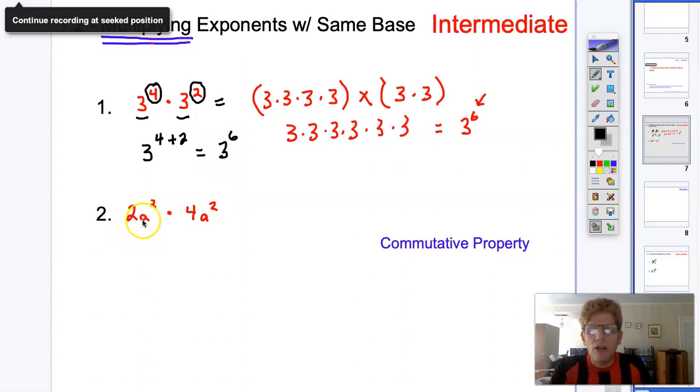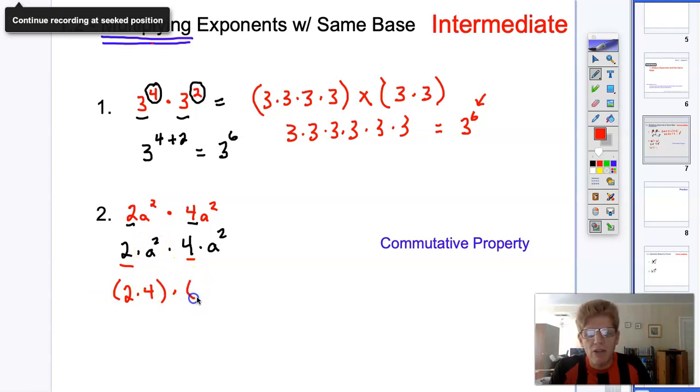So let's take a look at another one. Down here, we have some coefficients in front of our variables. Now, if I was to write this out, I could write this out as 2 times a squared times 4 times a squared. Then, because of the commutative property, I could rearrange these. It's all multiplication, and multiplication is commutative. I can take the 2 and I can take the 4, and I can multiply those together. I can associate those using the associative property. And then I can multiply that by a to the second power times a to the second power.